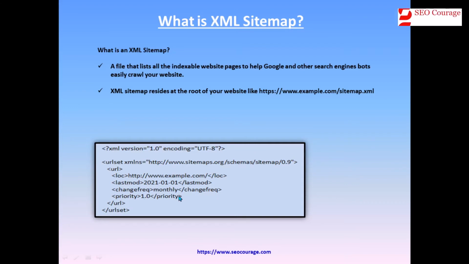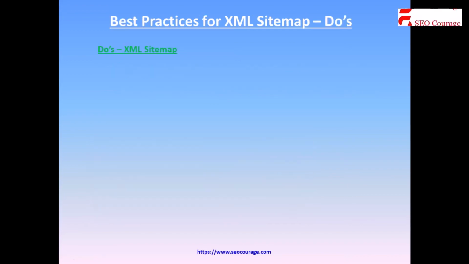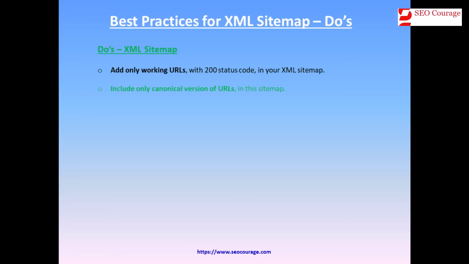So now we will move to the best practices of XML sitemap, which will include the do's and don'ts which you should consider for your XML sitemap. Let's go there. So here I'm starting with the do's which you should consider while making your XML sitemap. The first one is all the URLs which are working should be added in your XML sitemap. It means the URLs which have a 200 status code, only those should be added. The second thing to consider here is the canonical URLs should be added in the sitemap because these are the preferred URLs for which you want to rank.